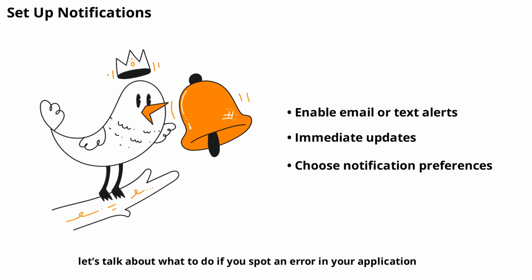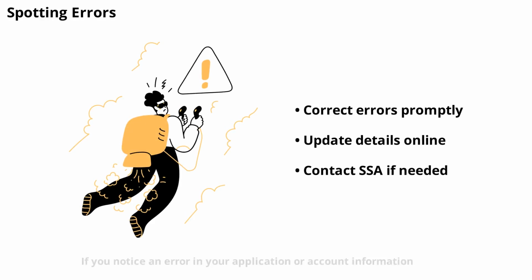Next, let's talk about what to do if you spot an error in your application. If you notice an error in your application or account information, correct it as soon as possible. Log into your account, update the necessary details, and save your changes. If you can't fix the error online, contact the SSA for assistance. Promptly correcting mistakes can prevent delays or complications with your application.